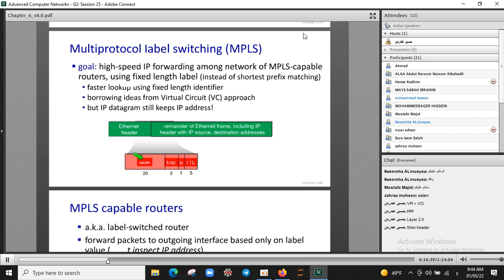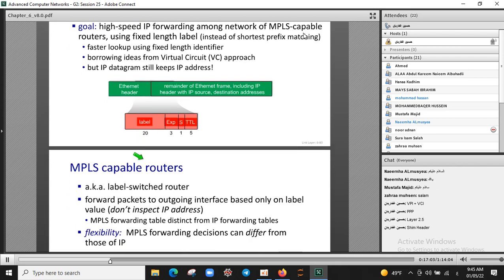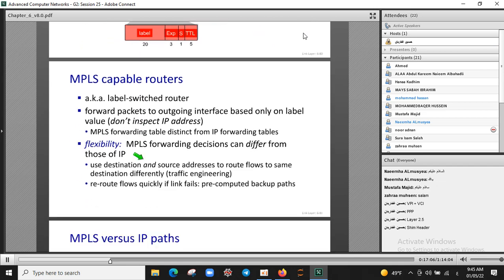This label acts similar to VPI and VCI in ATM, for me in the Internet. I'm talking about the Internet. This 20-bit label acts similar to the labels in ATM, frame relay, and X.25. So now I have a special router. My router can act similar to common IP routers.